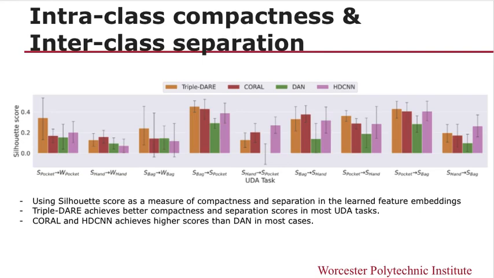Also, to measure the compactness and separation in the obtained representation, we utilize the silhouette score, which measures both properties, and we find our model achieved higher scores in most cases.